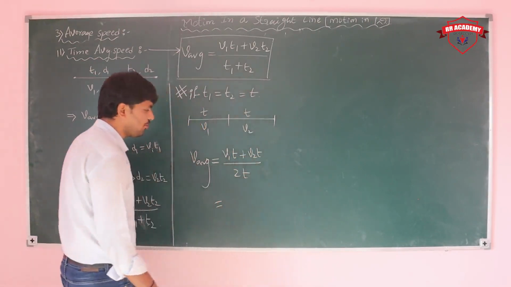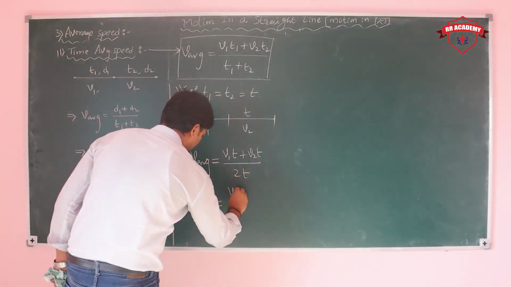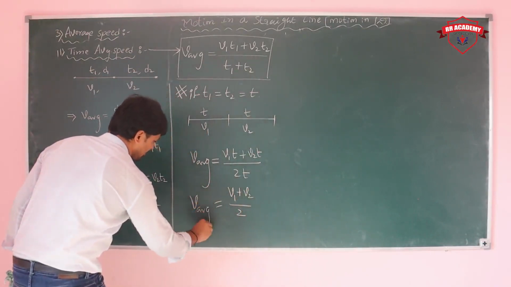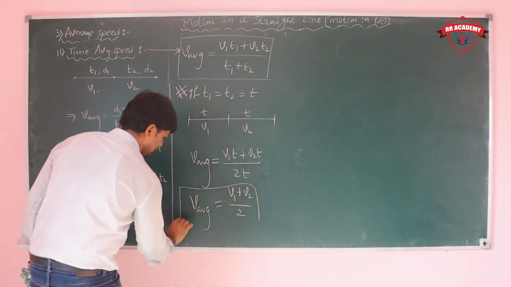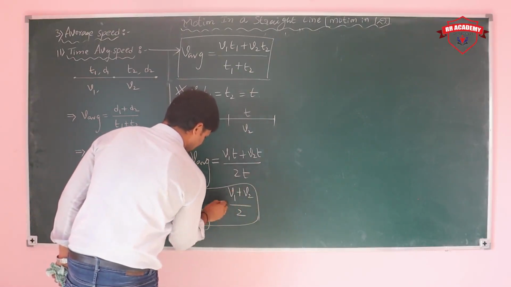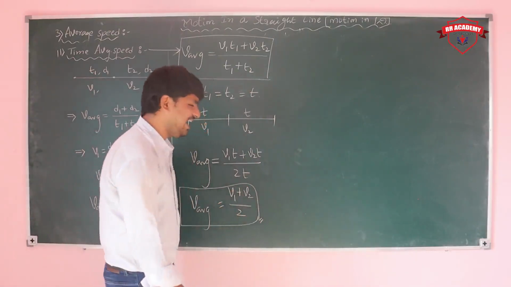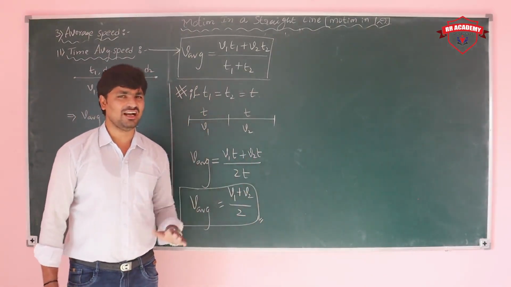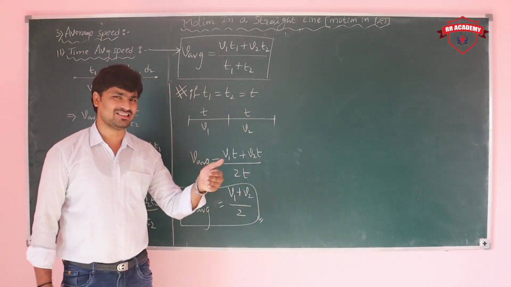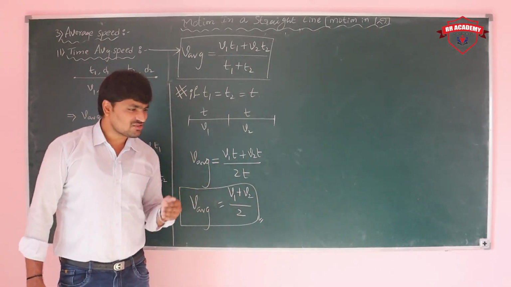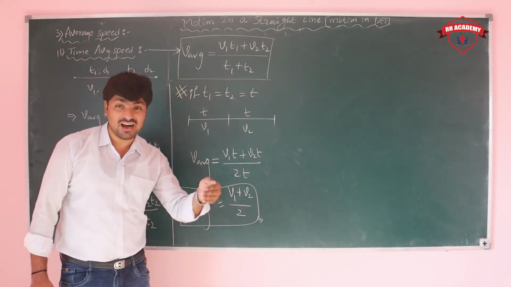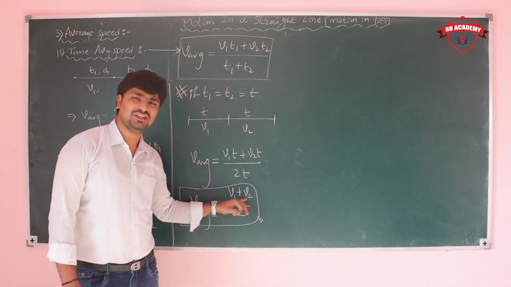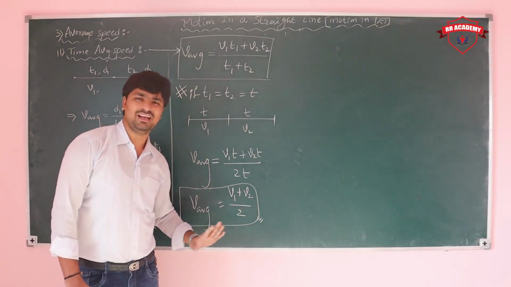You can take t common and cancel. Then v average is equal to v1 plus v2 upon 2. So that is simply what we can consider as the average speed when it travels equal intervals of time. Very important: equal intervals of time, which travel first half time with a speed v1, second half time with a speed v2. Then average speed is v1 plus v2 by 2.